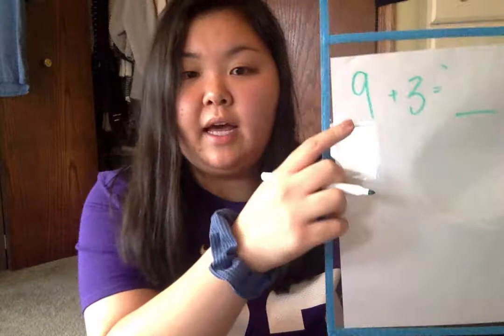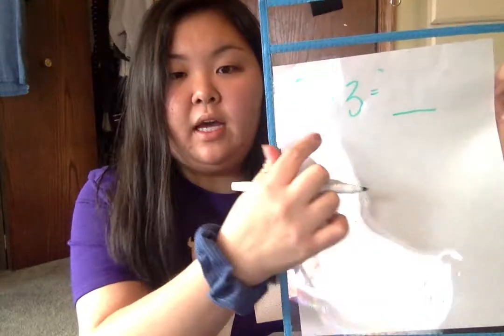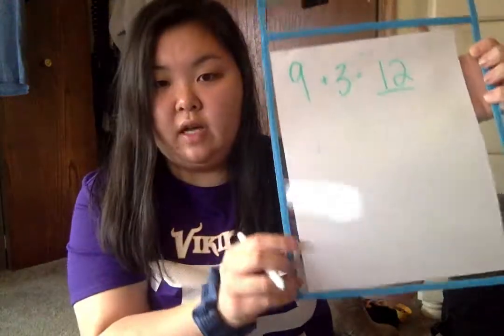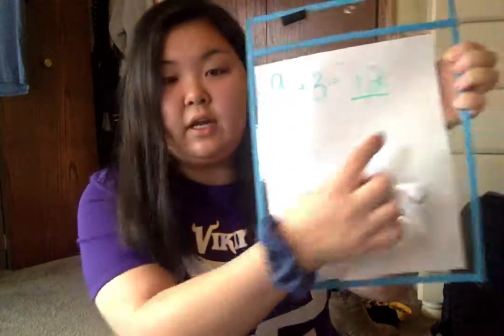Now I'm going to count on from 9. So 9, 10, 11, 12. So Molly has 12 dolls total. So we need to take our number 12 and divide it by 3 because we're making groups of 3 for our dolls.